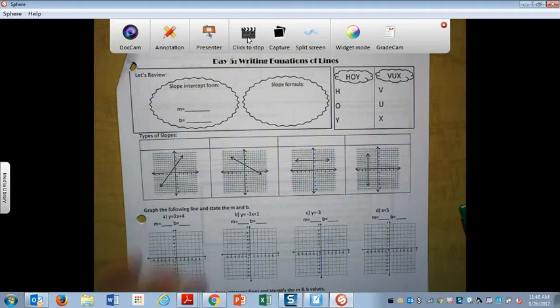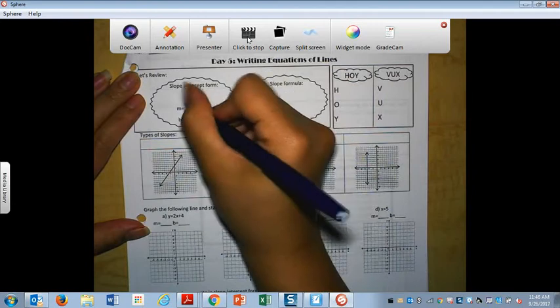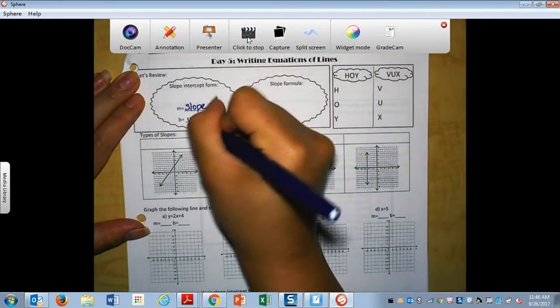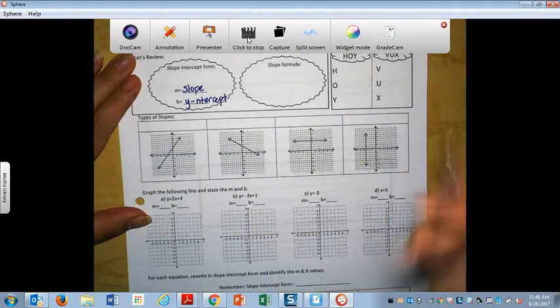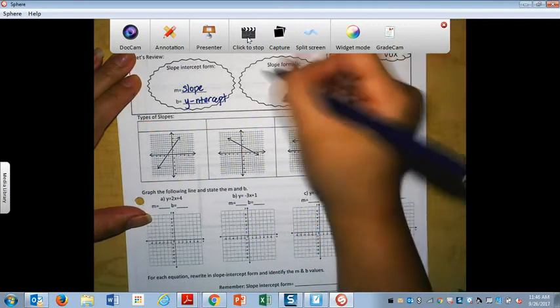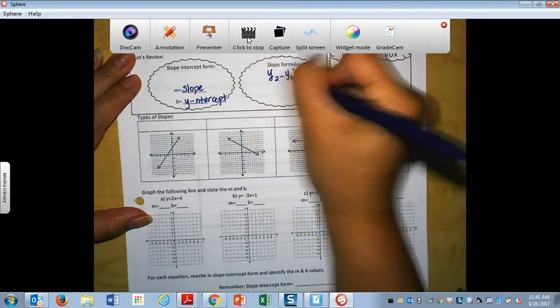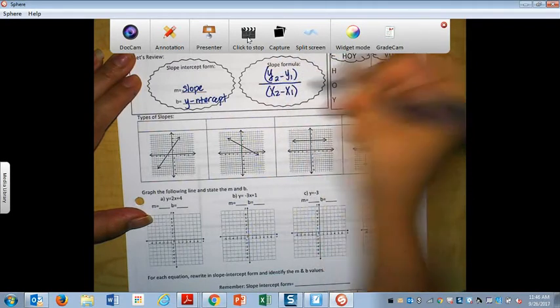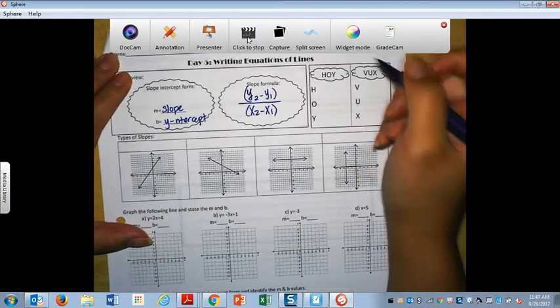Alright guys, today is day 5 and we're going to review a little bit to start off with. M is the slope and B is the y-intercept. Okay? Here you remember from unit 1 that the slope formula is y2 minus y1 over x2 minus x1. Okay? And from algebra you may have heard of HOY VUX.